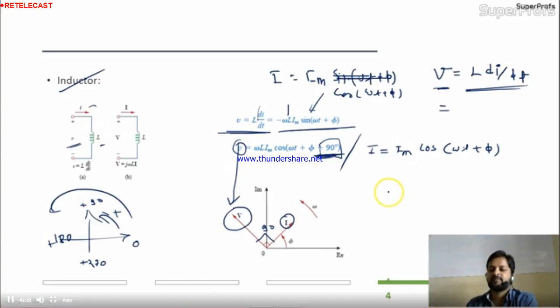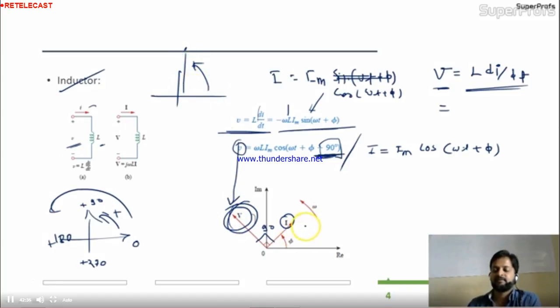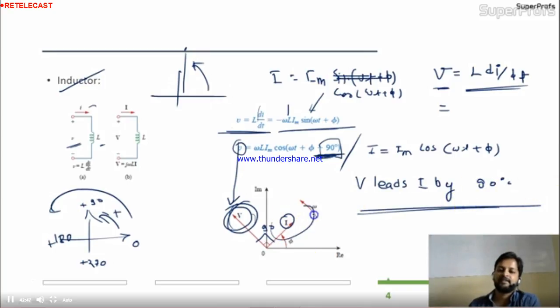So who is the leader, I'm asking you. I told you earlier that this is the leading direction. If you are moving in the anti-clockwise direction, you are moving in the leading direction. So V is the leader of I. So I can say V leads I by 90 degrees in an inductor. Or I can say the current lags. Current is lagging, voltage is leading. I hope this is clear to you.